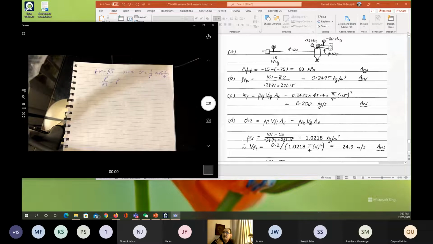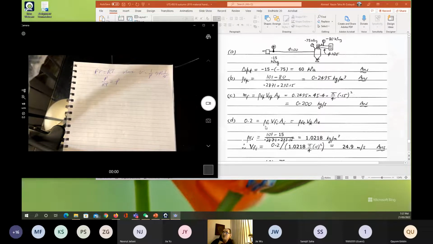The continuity equation tells me that the value of the MF is going to be constant at the inlet, at the entrance, and the exit. So what we have here is that the density at the entrance multiplied by the velocity at the entrance multiplied by the cross-sectional area is going to be equal to the density at the exit multiplied by the velocity of the air at the exit multiplied by the area at the exit.